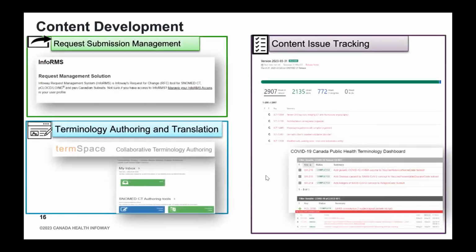So to achieve these responsibilities, it requires the use of different tooling. As an example, for content development, we use Inform for request submission and management. We also use TermSpace, which is an authoring tool that we use for authoring SNOMED CT new and existing content, as well as for translation. And we also use dashboards to track content issues for different topics or projects. Next slide.